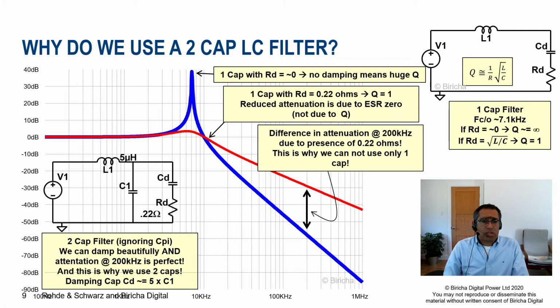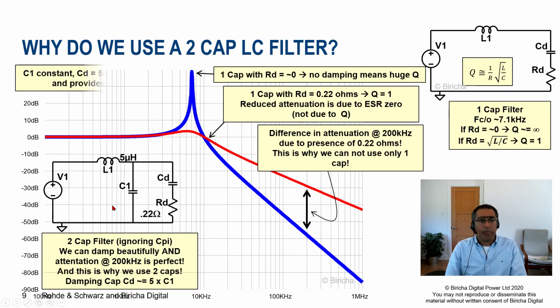So the solution is to use a two capacitor filter, and the job of this one and this one is to do the filtering, and the job of this one and this one is to do the damping. Now, provided that I make this 5 times bigger than that, then this will not have an impact on the cutoff frequency. However, it provides a path down here in order to allow some damping.